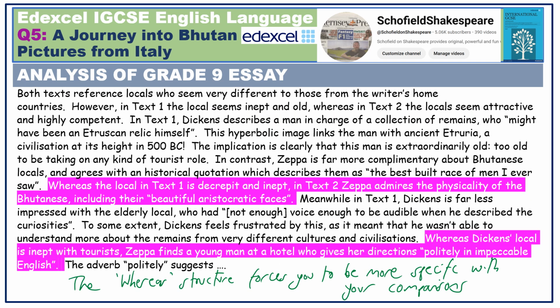When it comes to comparing, I'm also a big fan of the whereas structure, which forces comparisons to be more precise. There's two in this section. Whereas the local in text 1 is decrepit and inept, in text 2 Zeppa admires the physicality of the Bhutanese, including their beautiful aristocratic faces. And whereas Dickens's local is inept with tourists, Zeppa finds a young man at a hotel who gives her directions politely in impeccable English.